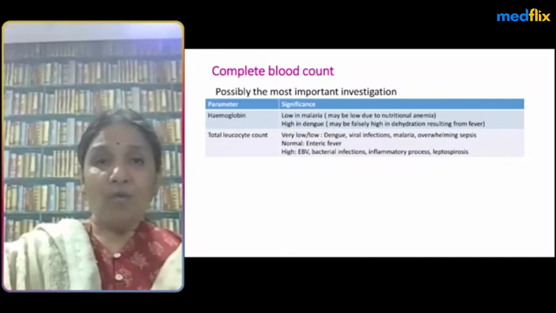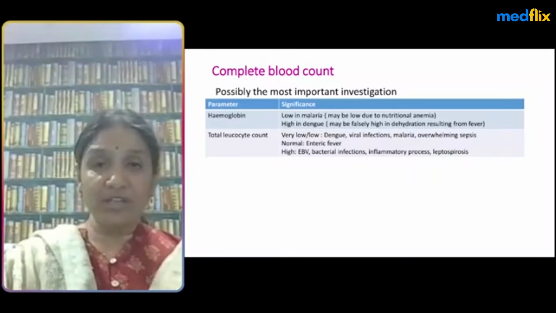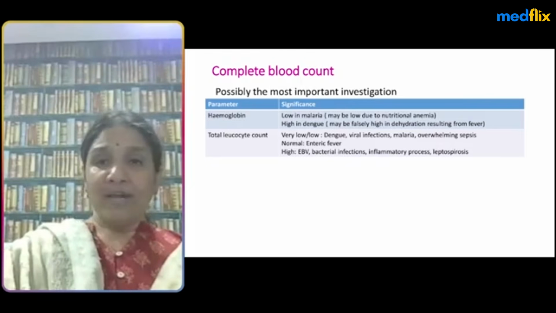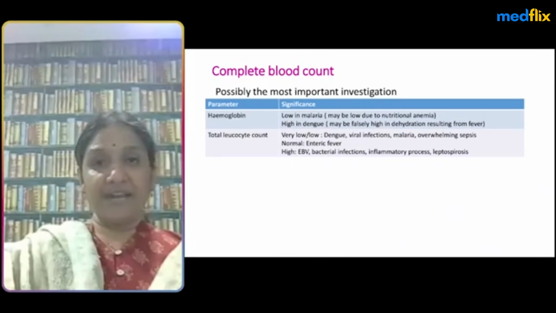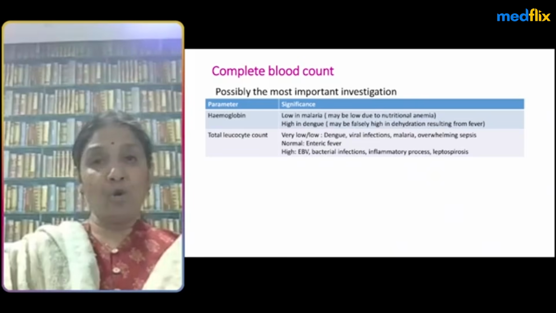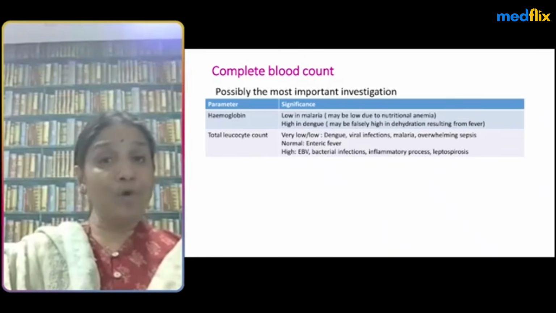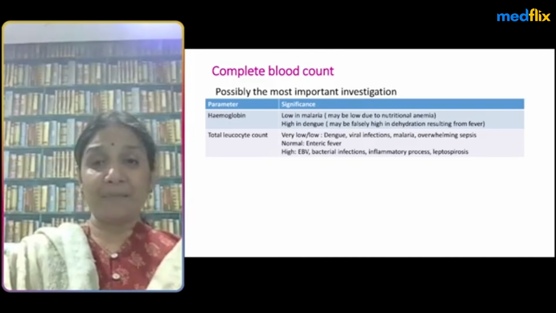Then, what about the total WBC count? How does that help you in knowing the cause of fever? Now, if the total WBC count is very low or low, it could mean that the patient is having either dengue. It could be low or very low in many viral infections like influenza, etc. Or it could be low in malaria, or sometimes if the patient has very overwhelming sepsis also, you can have a low WBC count.